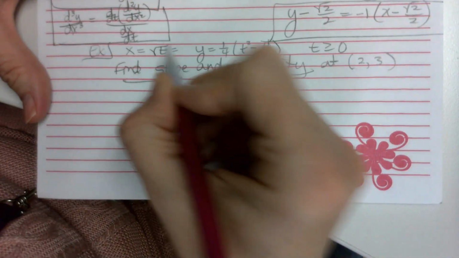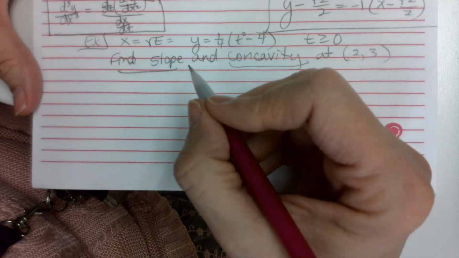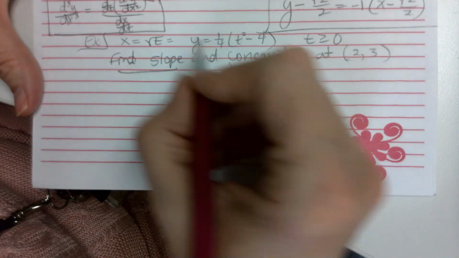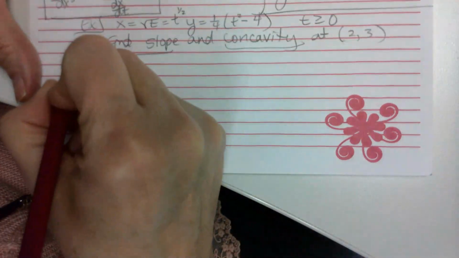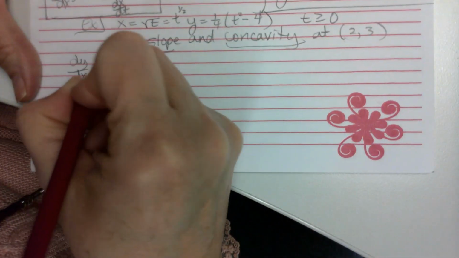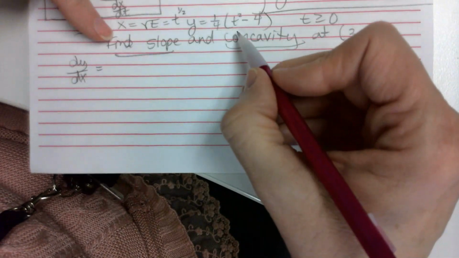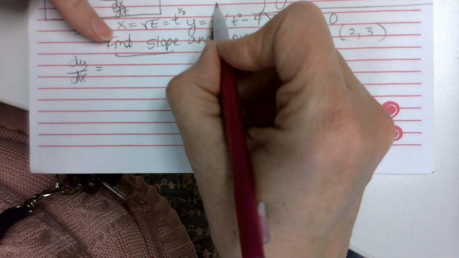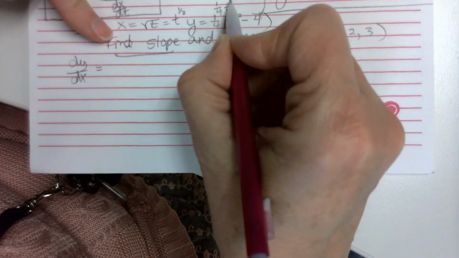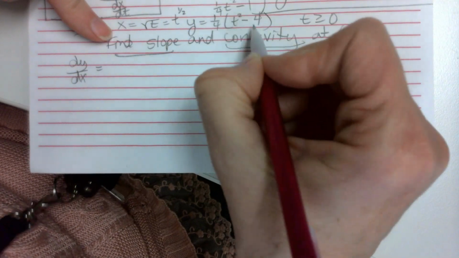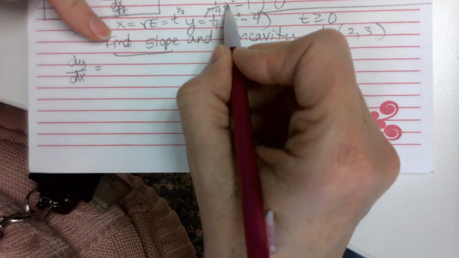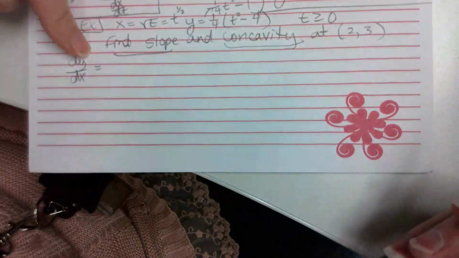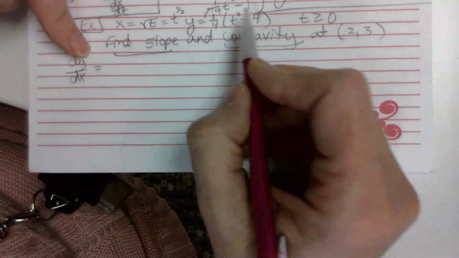What is the square root of t really? How can we rewrite that? t to the 1/2. So what does dy/dx equal? If we want to think of this as 1/4 t squared minus 1, we could, couldn't we? Couldn't we rewrite y? And so then what is dy/dt? 1/2 t squared.